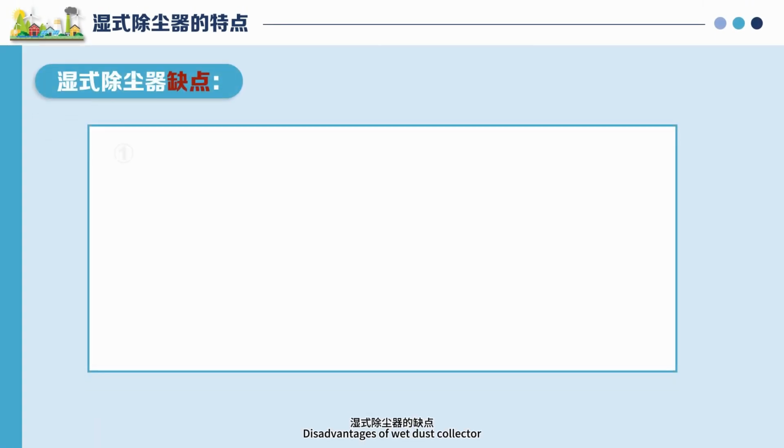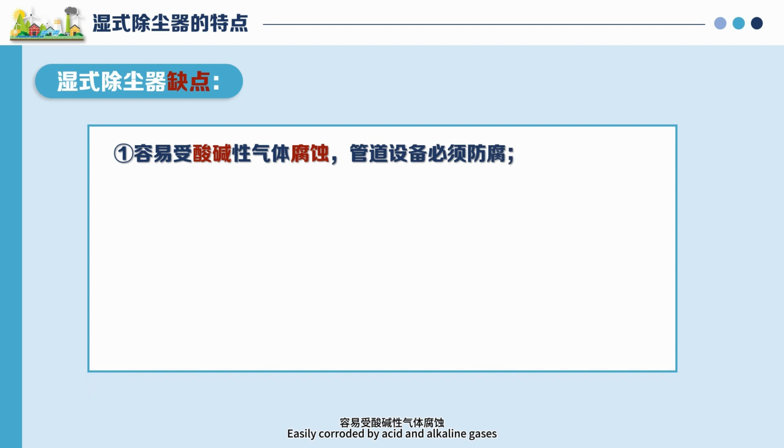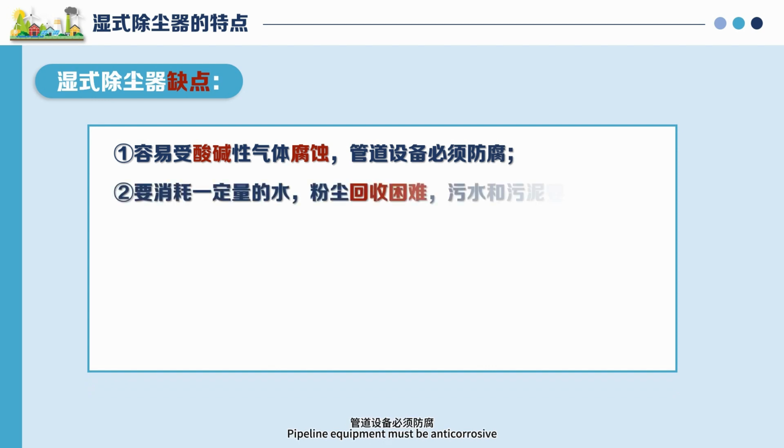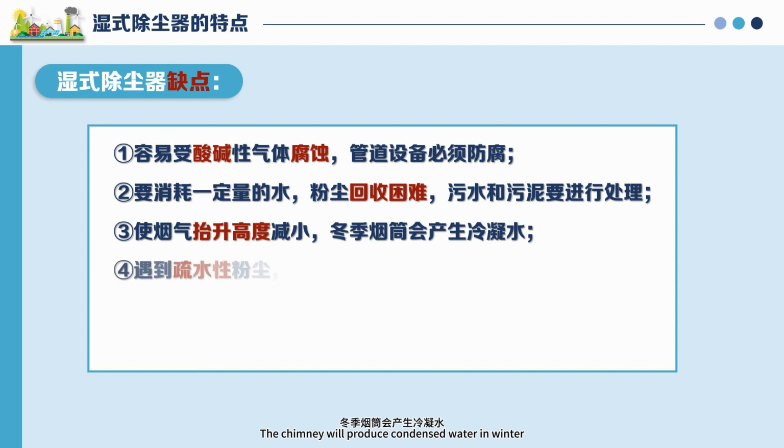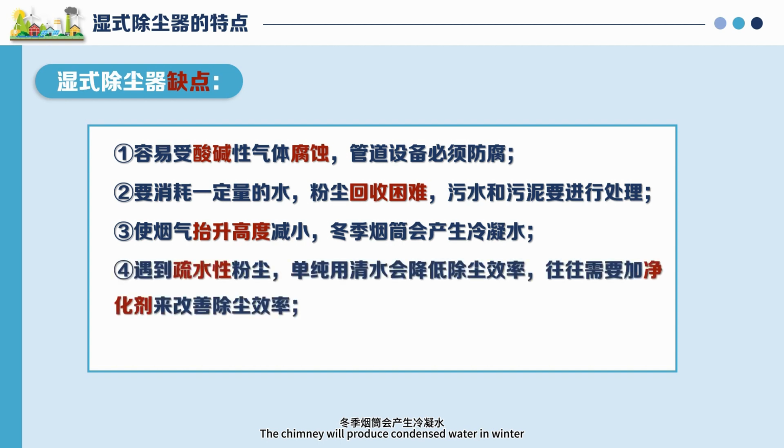Disadvantages of wet dust collector: easily corroded by acid and alkaline gases. Pipeline equipment must be anti-corrosive and consumes a certain amount of water. Dust recovery is difficult. Sewage and sludge should be treated, and the elevation height of smoke is reduced. The chimney will produce condensed water in winter.